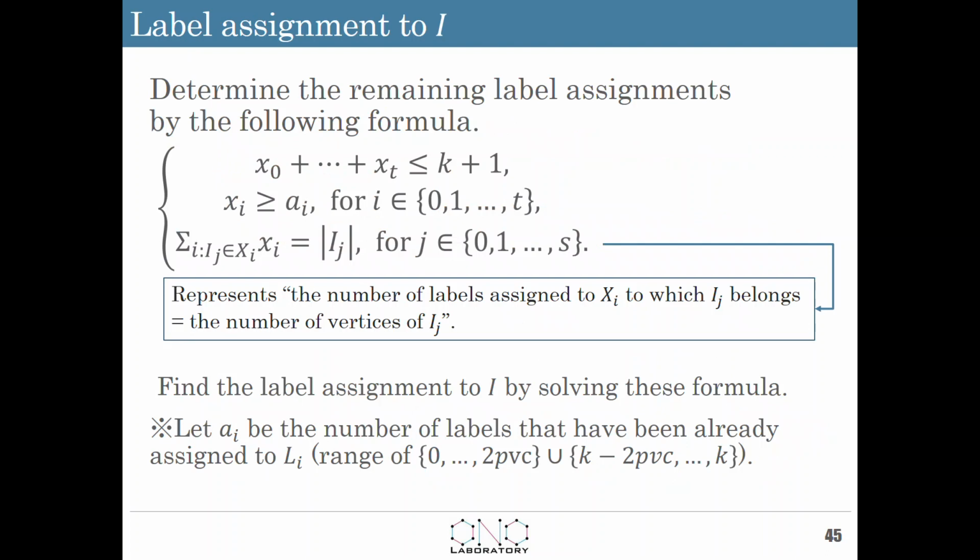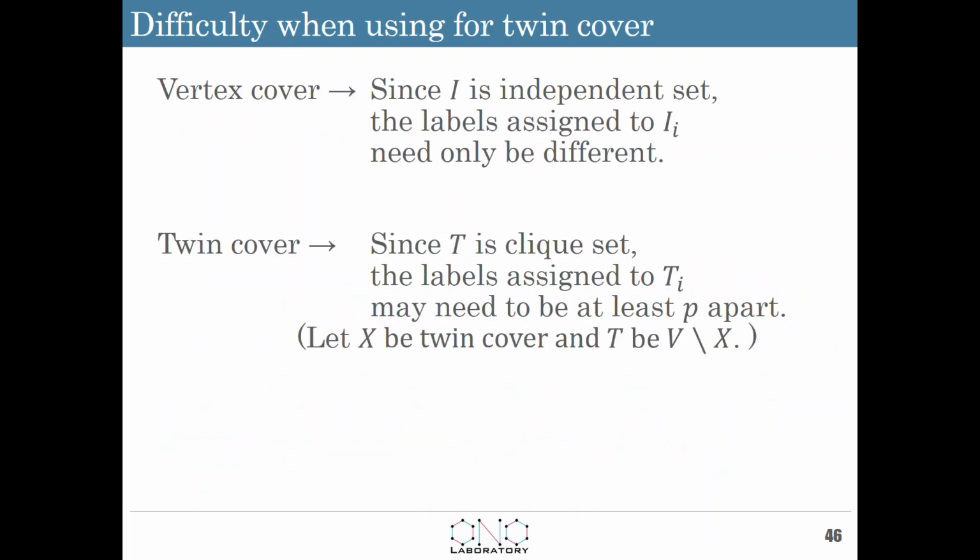Determine the remaining label assignments by this formula. Find the label assignment to I by solving this formula. In the case of vertex cover, since I is an independent set, the labels assigned to I need only be different. But in the case of twin cover, since T_i is a clique, the labels assigned to T_i may need to be at least p apart. Let X be a twin cover and T be V minus X.